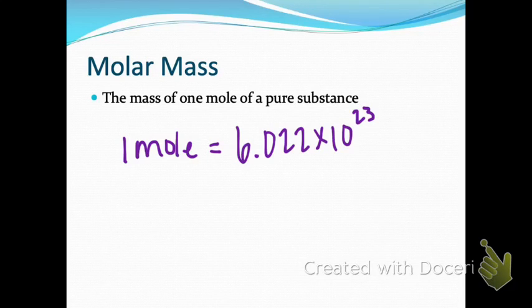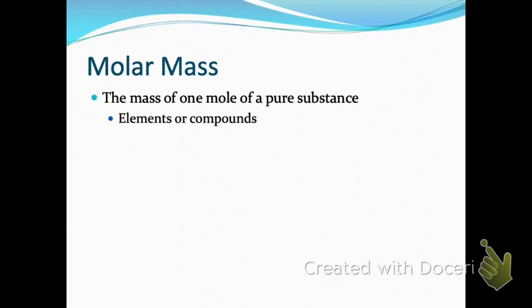So when we ask about molar mass, we want to know how many grams this many molecules of water weigh, or how many grams this many hydrogen atoms weigh. You can find the molar mass of elements by themselves or of compounds. Finding the molar mass of elements is really simple. Finding the molar mass of compounds is just the addition of those elements. We're going to look at what that means.